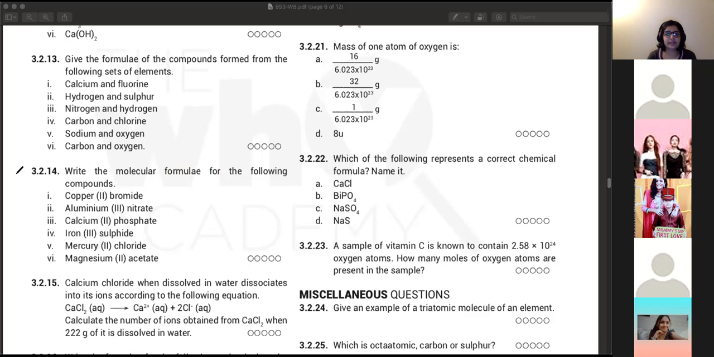Okay, and 3.2.14, do you guys know what this notation means? Ma'am, bracket, that means the valency. So, ma'am, there are variable valencies for copper, aluminium. Not for aluminium it's 3, but copper it can be 1, it can be 2. So, ma'am, that's why it's mentioned that in this case the compound is formed with 2 valency. Yes, copper has 2 plus as valence.